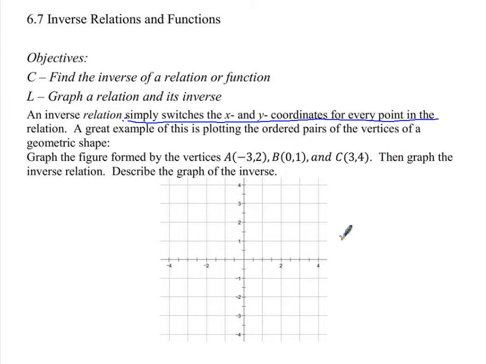So first, I'm going to plot each of these three ordered pairs and label them. So -3, 2 is there, and that's point A. 0, 1 is here, and that's point B. And then 3, 4 is here, and that's point C. Now I'm going to go ahead and draw in the figure because the figure itself is an important thing so that you can understand the concept of what these inverse relations are that we're working with in this section.